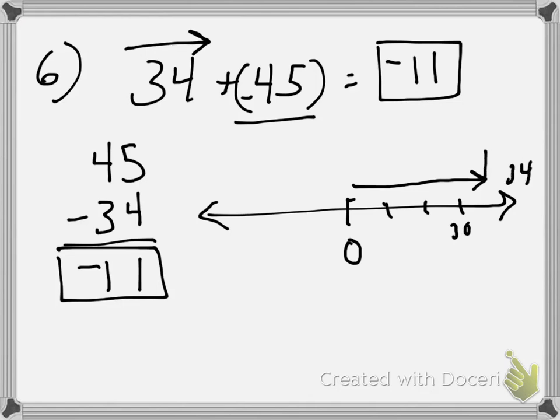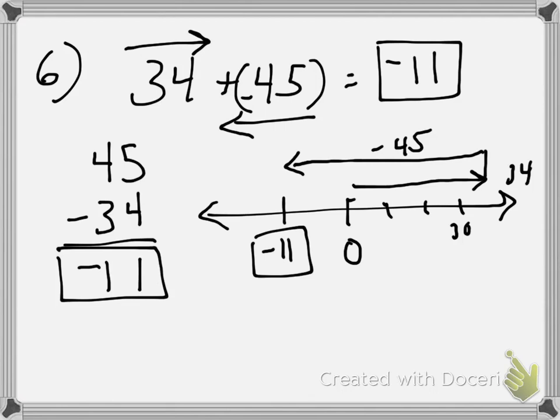And then from there we would go backwards 45. 45 is going to take us back past the 0, and we're going to end up at -11. So for 6, our answer is going to be -11. For number 7, our problem is -7 plus -8.